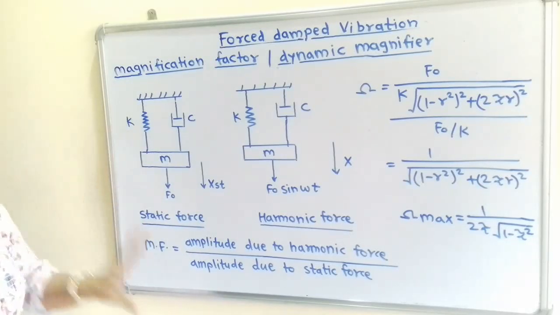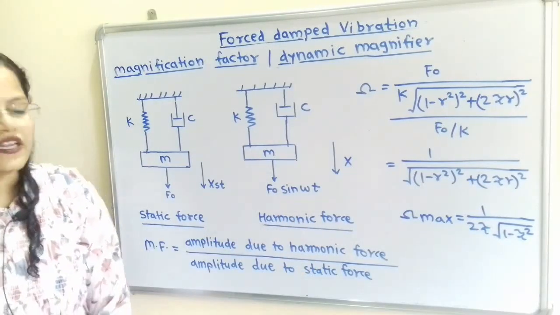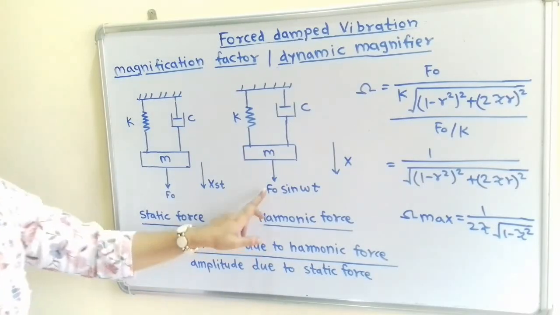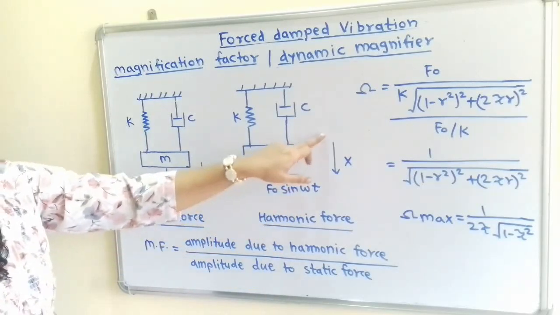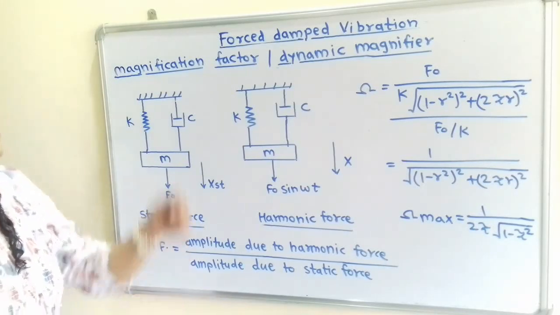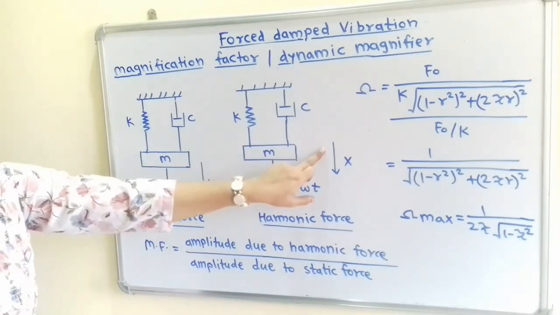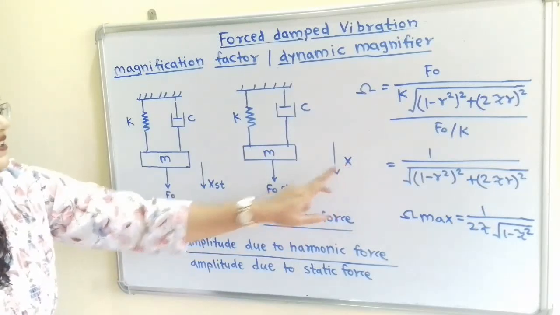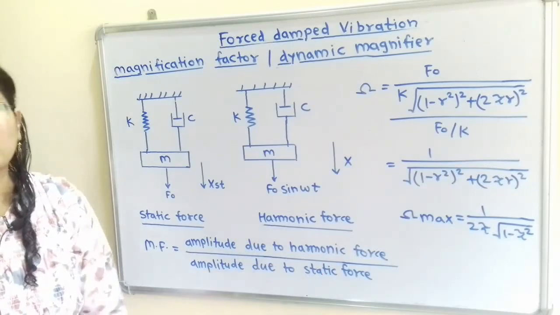Now on the same system, if we apply the second type of force, that is the harmonic force, this harmonic force contains the frequency omega. So this force is F0 sin omega t. Now when we apply this harmonic force, the amplitude of vibration is capital X. Then what is the meaning of magnification factor? It is the ratio of amplitude due to harmonic force divided by amplitude due to static force, that is x divided by xst.